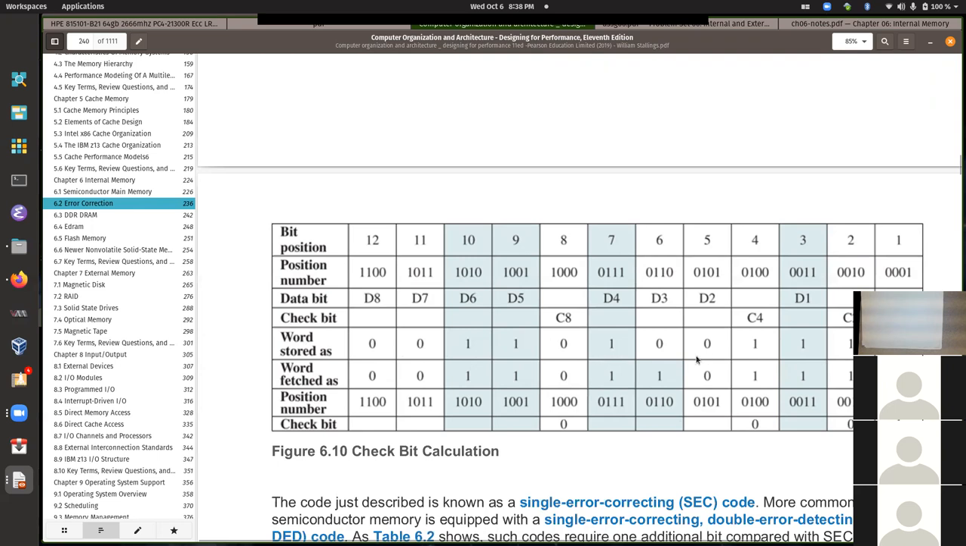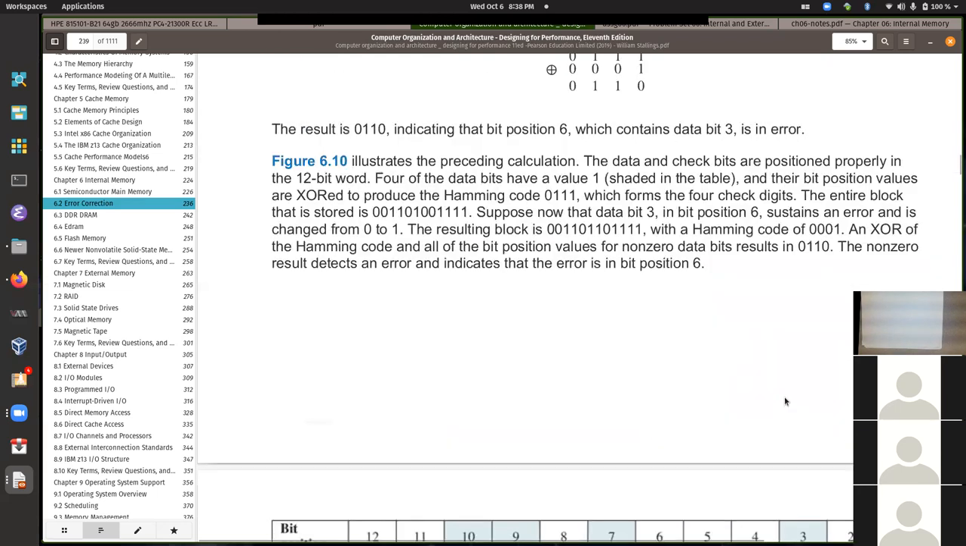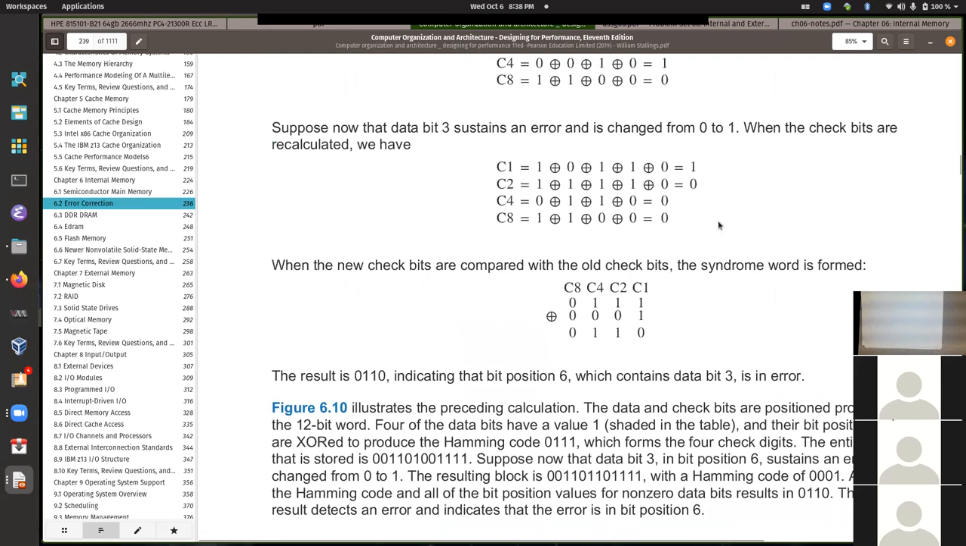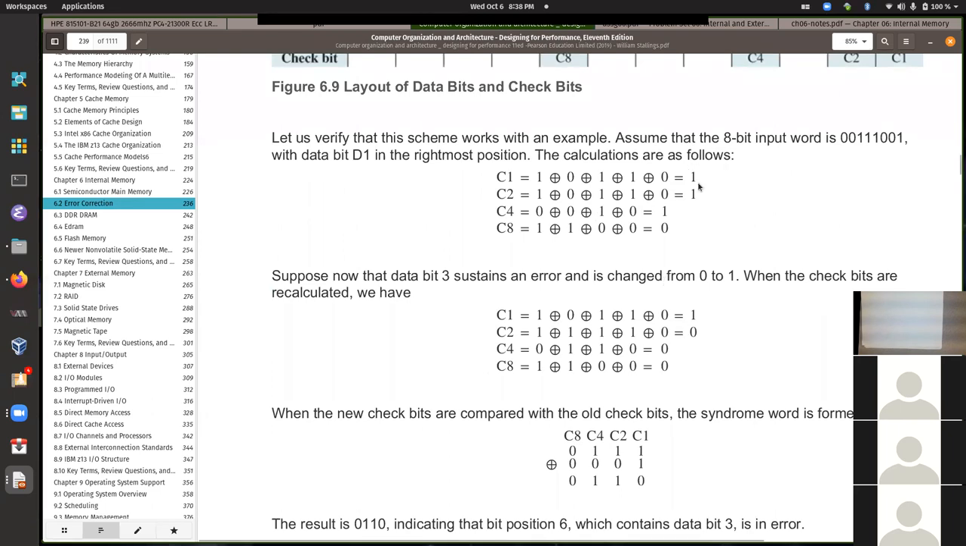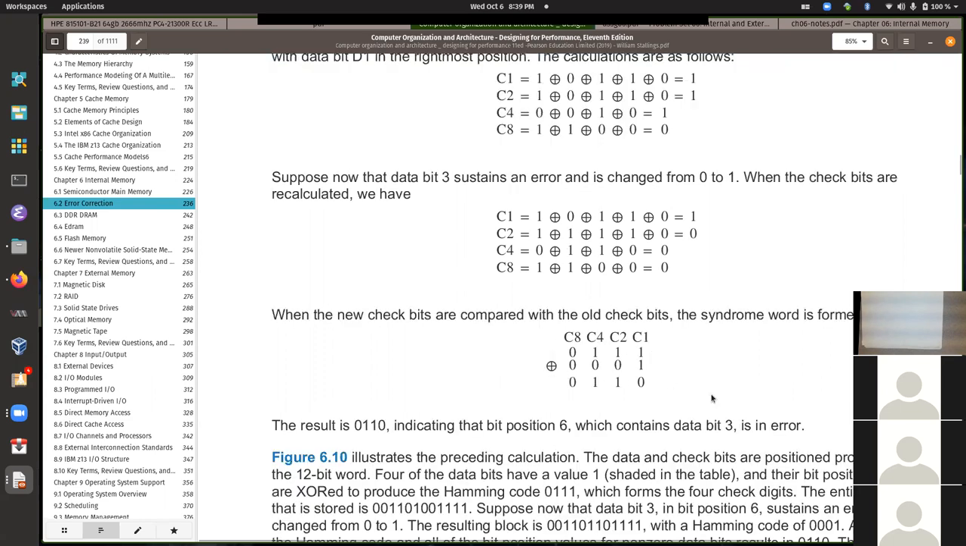So the example is, okay, let's say when we read out, we have an error on digit three. So this gets flipped, right? So when you do that, and you recalculate the check bits on the digits that you read out, you get these check bits, okay? So again, you can go back up and look at our work. Originally, when we wrote them in, it was 1110. When we read it out with data bit three flipped because of an error, the check bits come out as 1000, right?